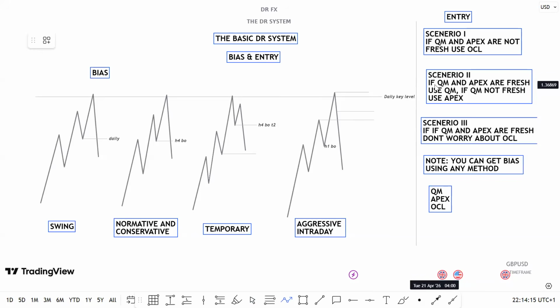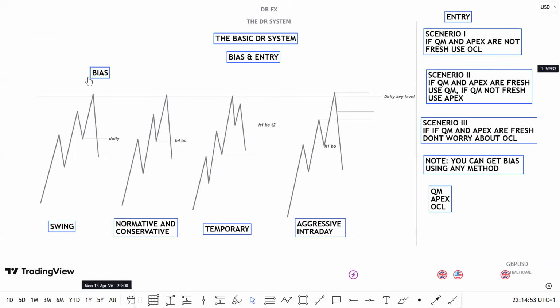I will explain. Now, if QM and Apex are both fresh, use QM. Then if QM is not fresh, use Apex, meaning if both of them are fresh, don't bother about the Apex, use the QM. And when the QM is not fresh, use the Apex. Now, scenario 3, if the QM and the Apex are fresh, don't worry about the OCL, meaning you don't have any business with the OCL, right? Now, having understood these things I just read out for you, put it at the back of your mind, and then you understand what I'm saying.